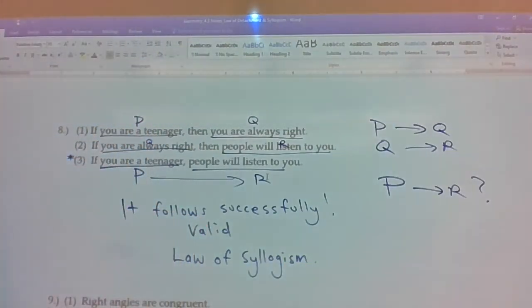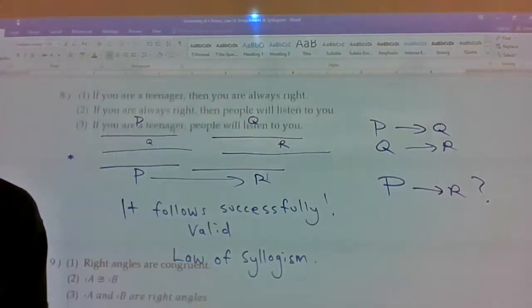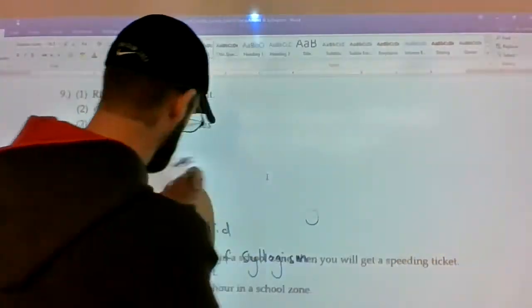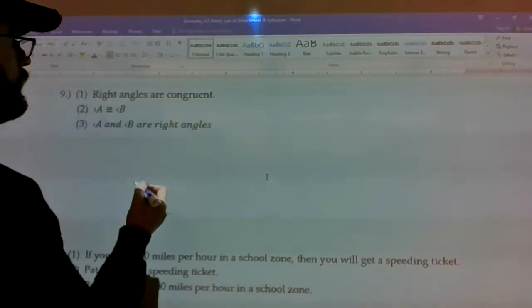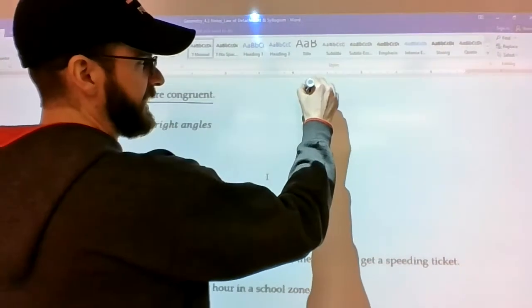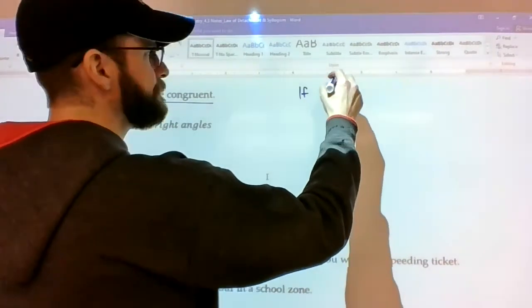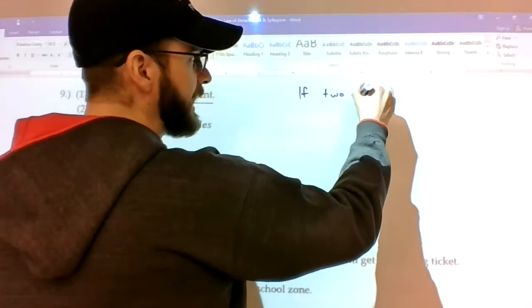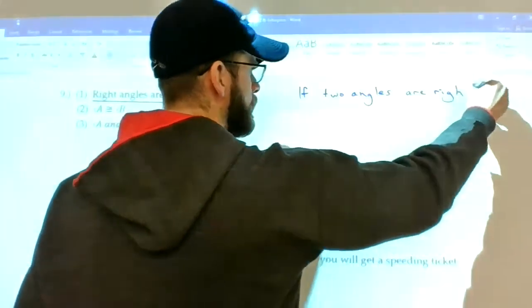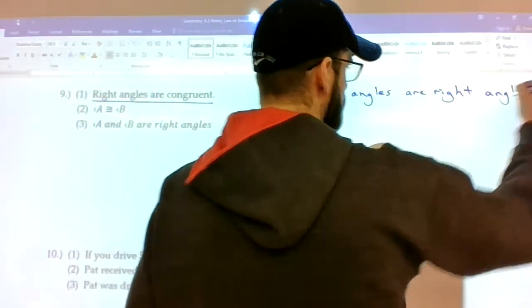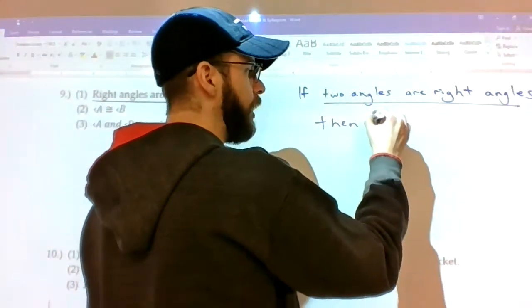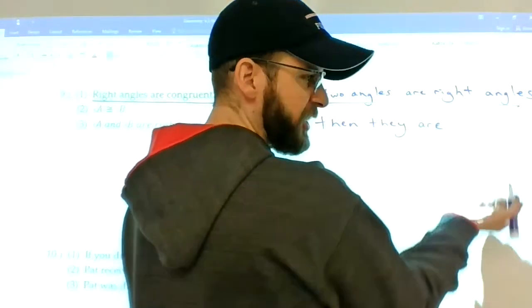All right. We're rolling right along. This should be a pretty short video. All right, here's a new one. Number 9. Right angles are congruent. So this is kind of like saying if 2 angles are right angles, that'd be like the P part. Then they are congruent. That would be the Q part.